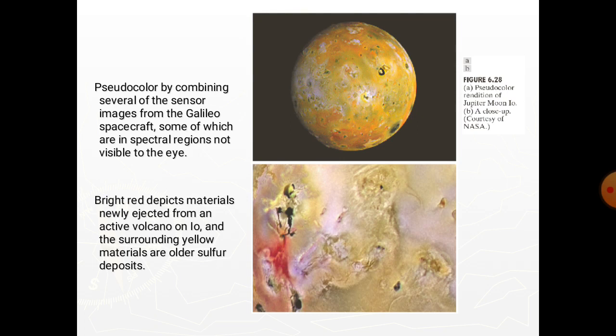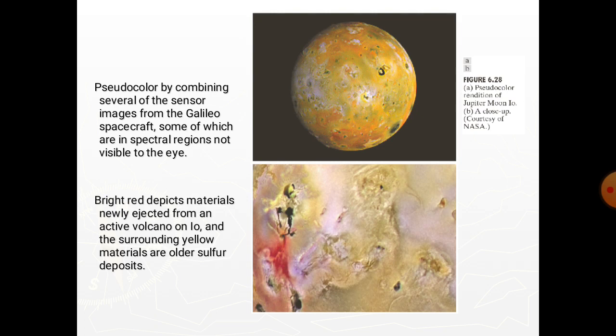This figure is an illustration of the above figures. These are images of the Jupiter moon shown in pseudo color by combining several of the sensor images from the Galileo spacecraft, some of which are in spectral regions not visible to the eye. By understanding the physical and chemical processes likely to affect sensor response, it is possible to combine the sensed images into a meaningful pseudo color map.